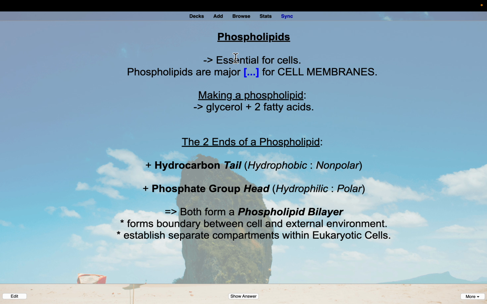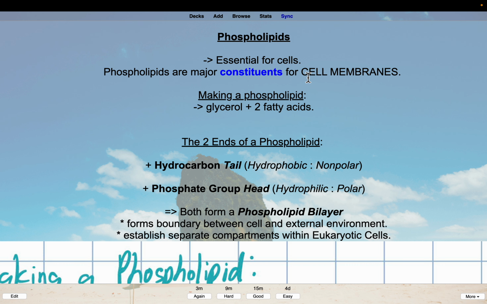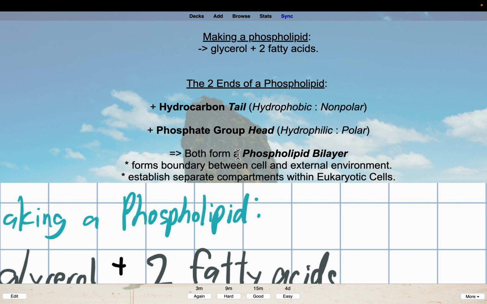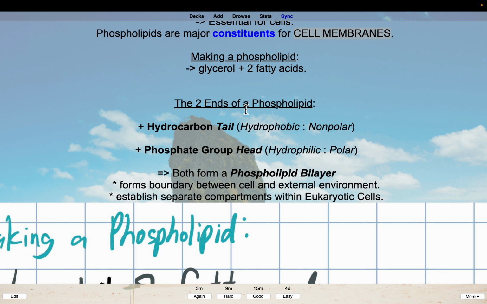So what are phospholipids? This is the second type of lipids. They are essential for cells. Phospholipids are major constituents of cell membranes. This is what I was talking about earlier, the phospholipid bilayer, basically the cell membrane. In the making of a phospholipid, we just add a glycerol with 2 fatty acids. That's it. At the 2 ends of a phospholipid, we have the hydrocarbon tail, which is nonpolar, and the phosphate group head, which is polar.